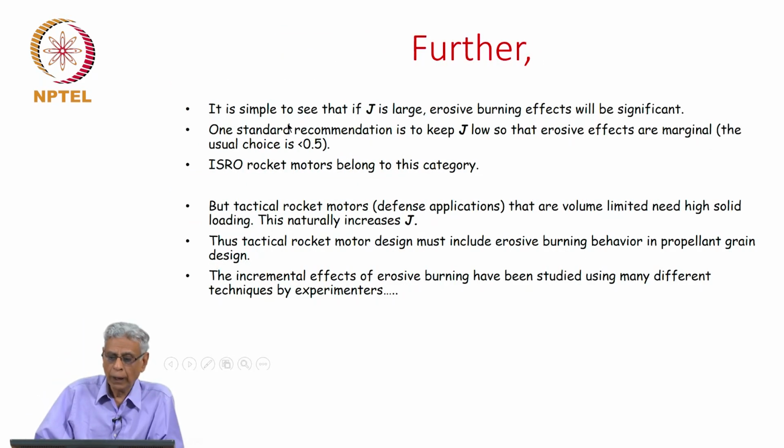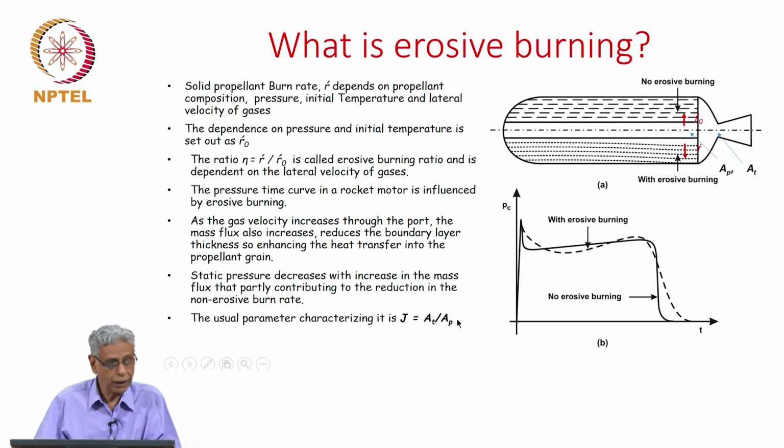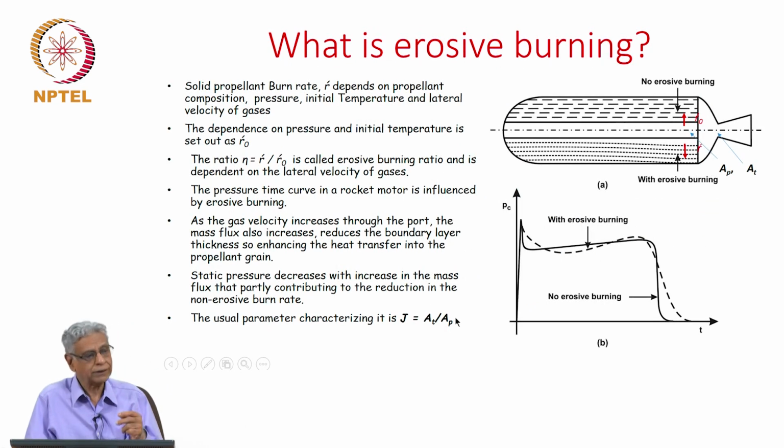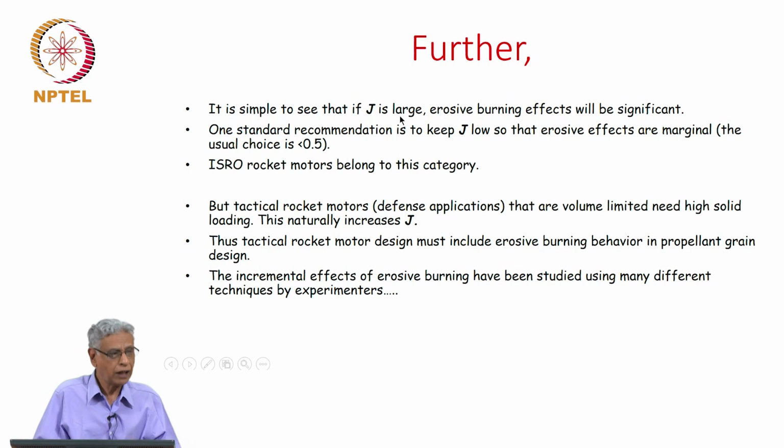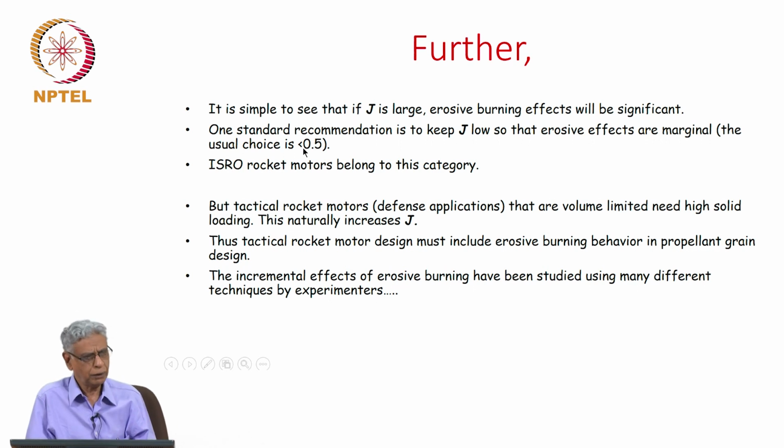So, the way I have expressed here, J is A_T by A_P. Sometimes it is also written as A_P by A_T, but if J is closer to 1, that means erosive burning effects will be very significant. The standard recommended value for J should be low, less than 0.5. That means the cross section at the port is twice as large as at the throat, and the velocities will therefore be smaller.